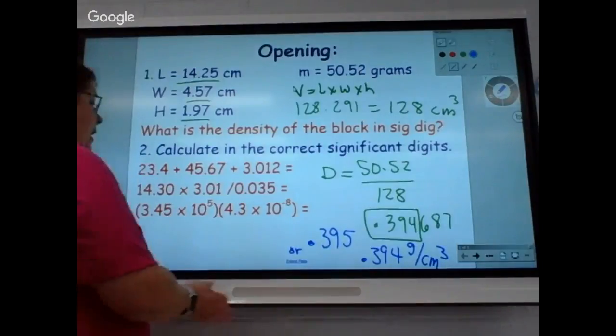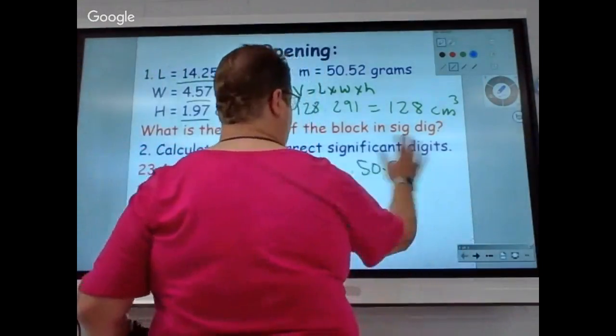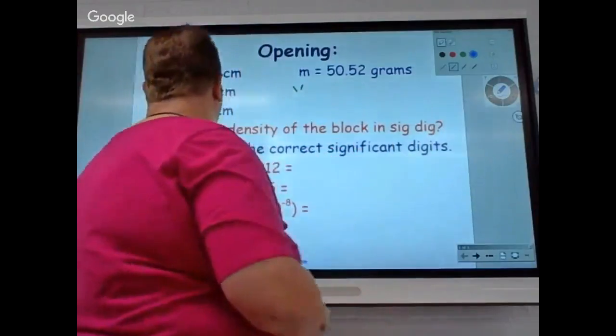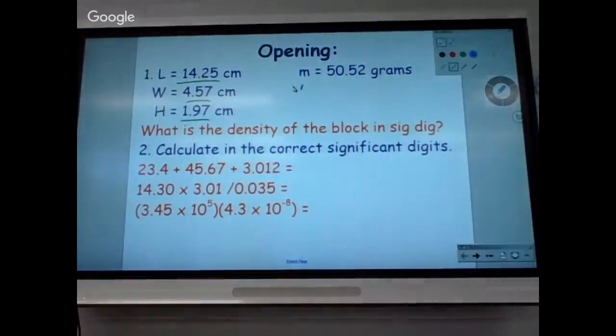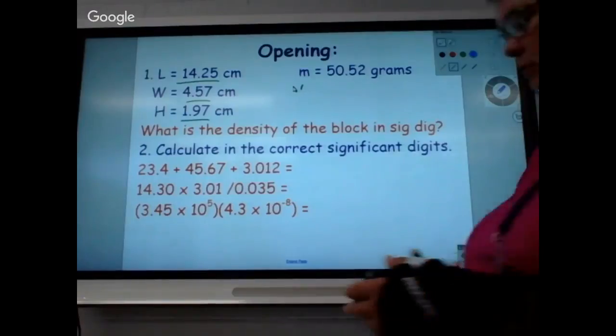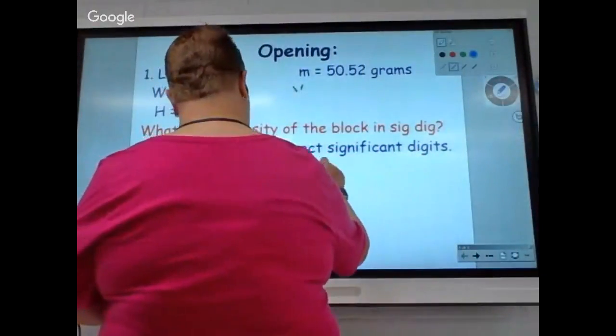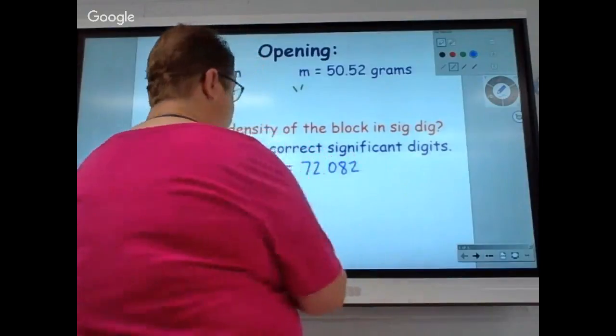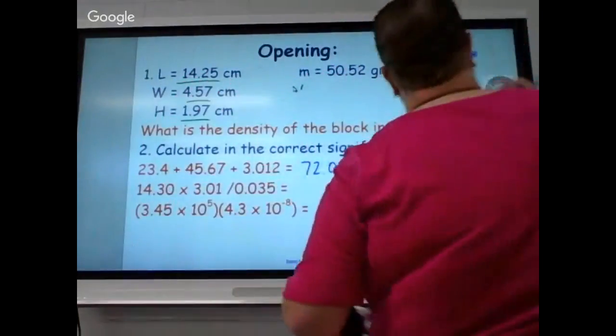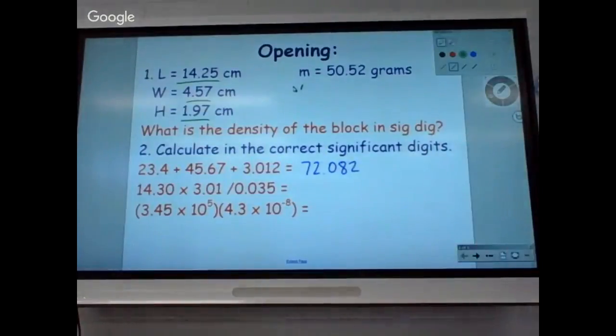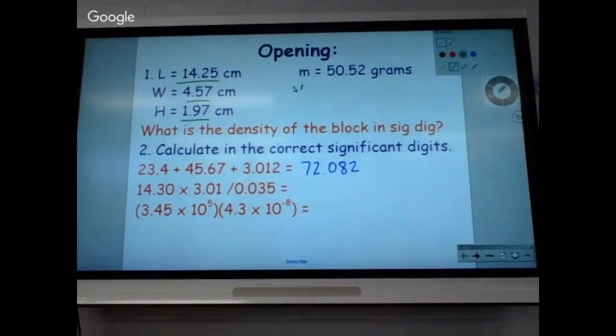All right, so the bottom ones are like what you're going to have to do on the quiz today. So I've given you 23.4 plus 45.67 plus 3.012. Did y'all get 72.082? All right, so we need to round that for significant digits. What's the rule for that first question? Least decimal places, because we're adding, right?